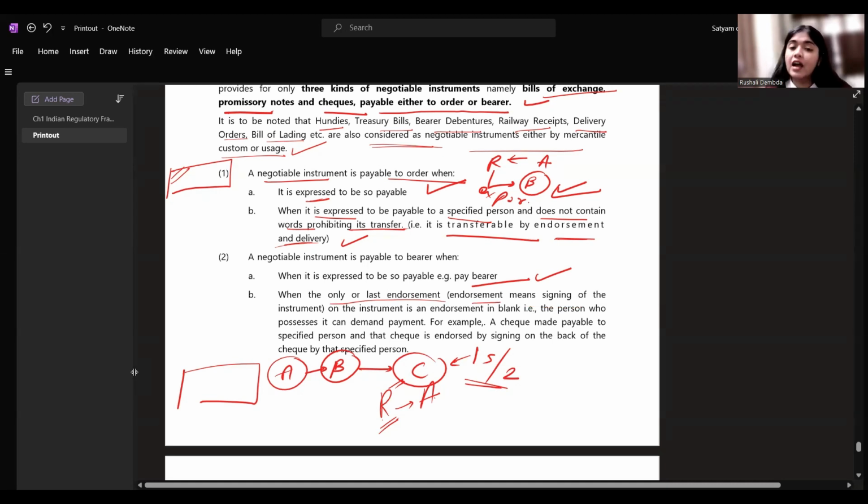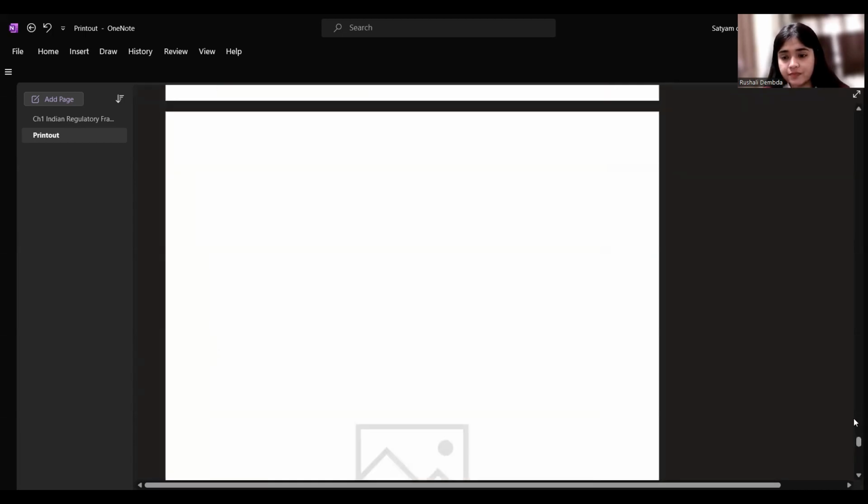When payment is payable to bearer, one person who is having the negotiable instrument gets it. I hope we are clear about negotiable instrument payable to order and payable to bearer. When these conditions are met, then we pay to order or we pay to bearer. Hope we are clear till here. Let's go ahead and see what they have given.